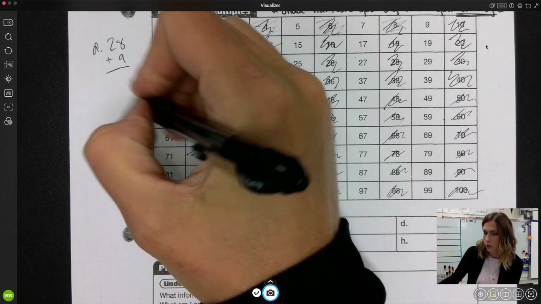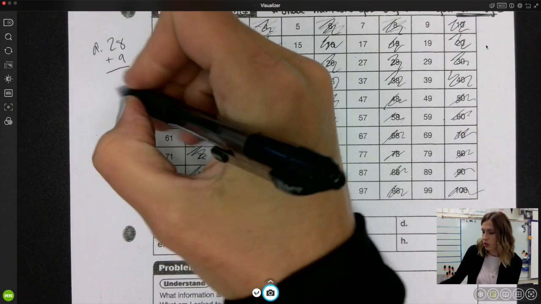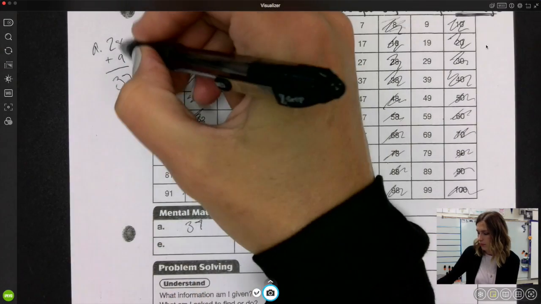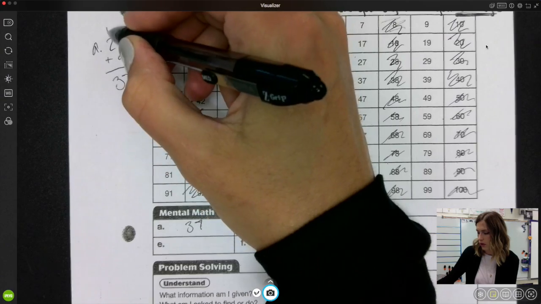Well, 28 plus 10 would be 38, so minus 1 would be 37. Now, you could also check that by saying 8 plus 9 is 17. 1 goes up, 7 comes down. 1 plus 2 is 3.